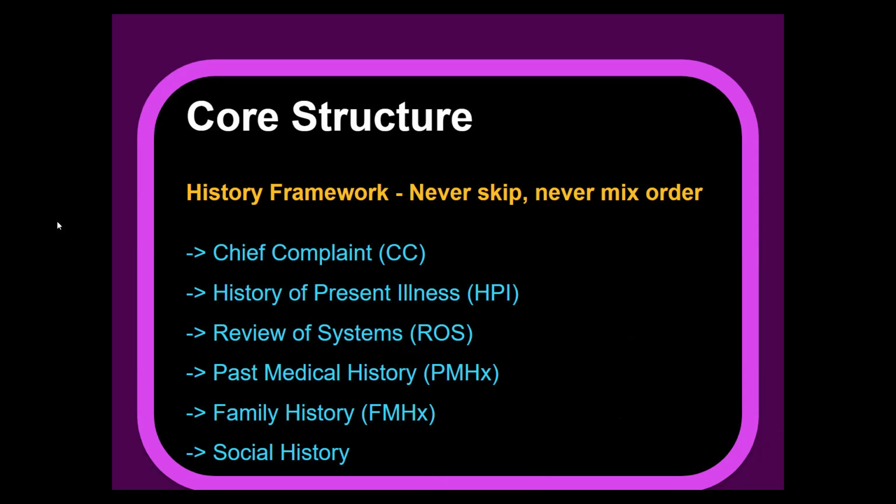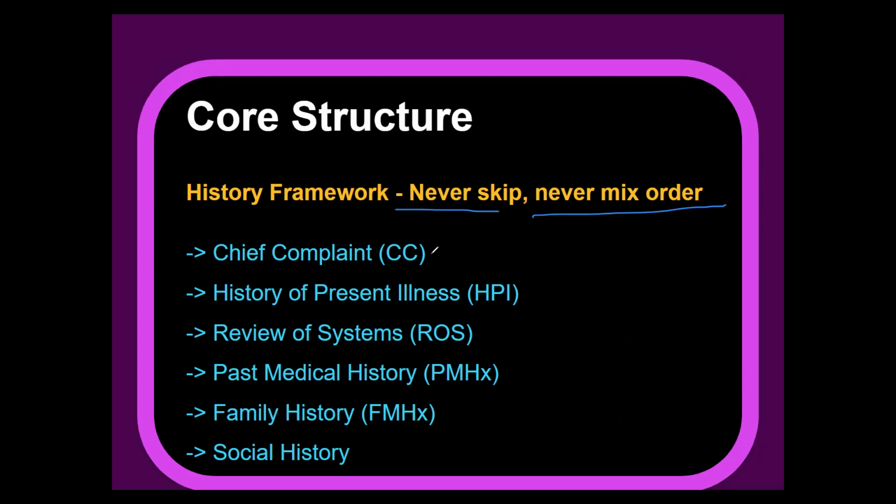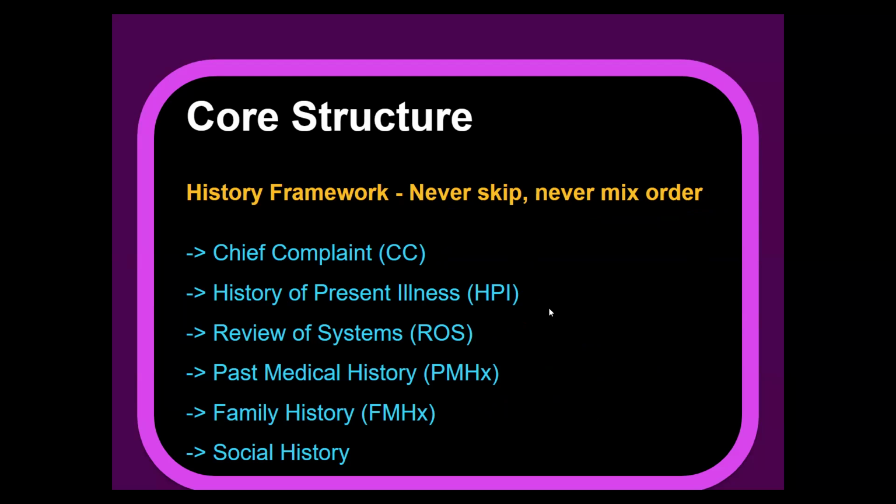Now, remember for history taking, I have here: never skip and never mix order. Follow this order: 1, 2, 3, 4, 5, 6. Chief complaint, ask what's bringing them in, explore the symptoms, review of systems, ask past medical history, family history, and social history. Go in order so that you don't miss. If you are asking chief complaint and then coming straight to past medical history, I'm going to stop you right there, because you're going to miss things and then you will have a totally different diagnosis than what the patient is presenting with.